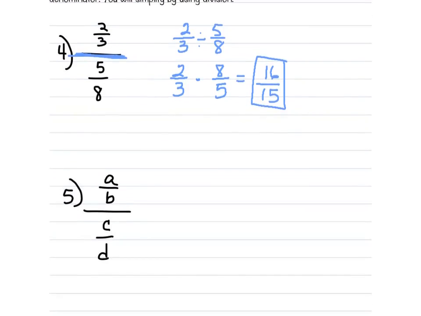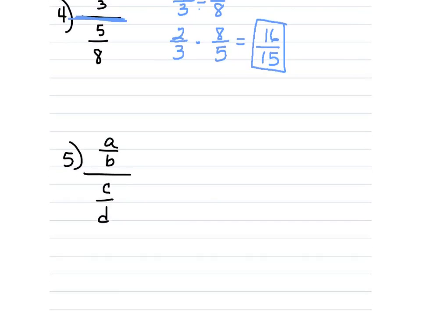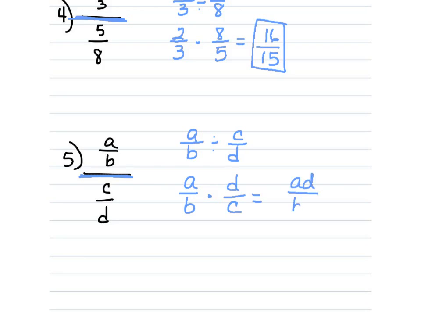Okay, let's try this one with variables. A over B over C over D. So again, I need to remember that this division bar means divide. So I'll write A over B divided by C over D, which means really A over B times D over C. And when I multiply across, I have AD over BC. And that would be my solution.